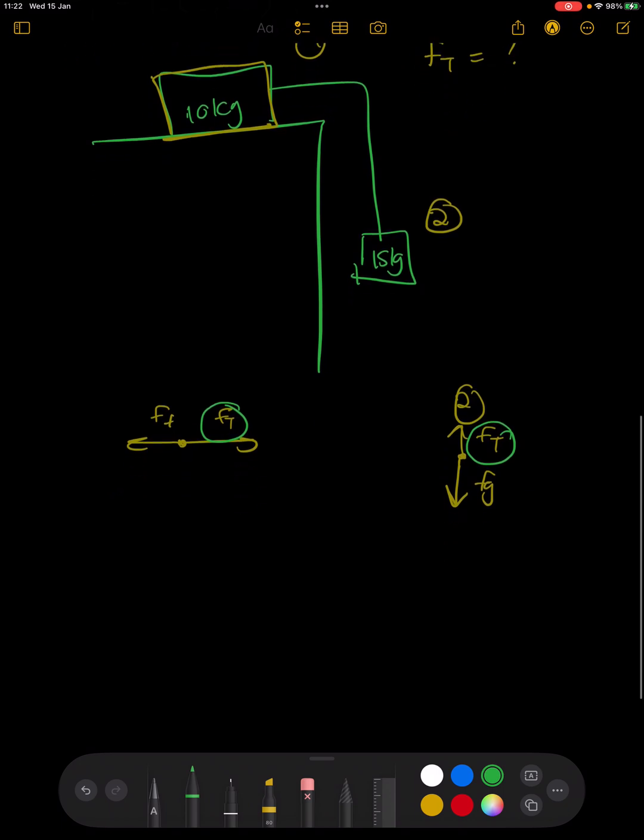Alright, so let's start with this one because I think it's going to be the easiest one. So I'm going to say my F tension minus my Fg is equal to mass times acceleration. My F tension is an unknown. My Fg I can go and calculate. Oh my goodness, my signs are all over the place.